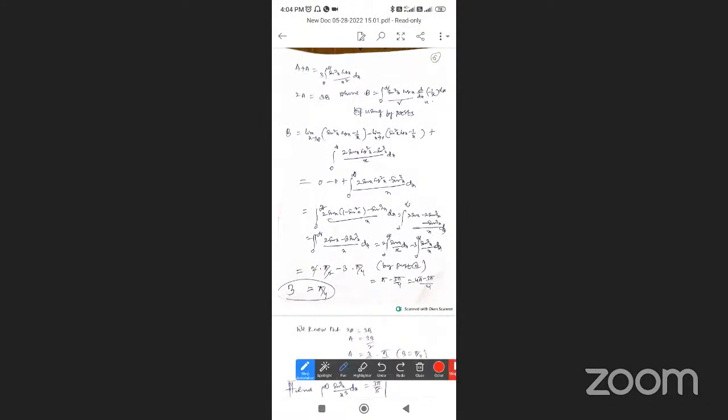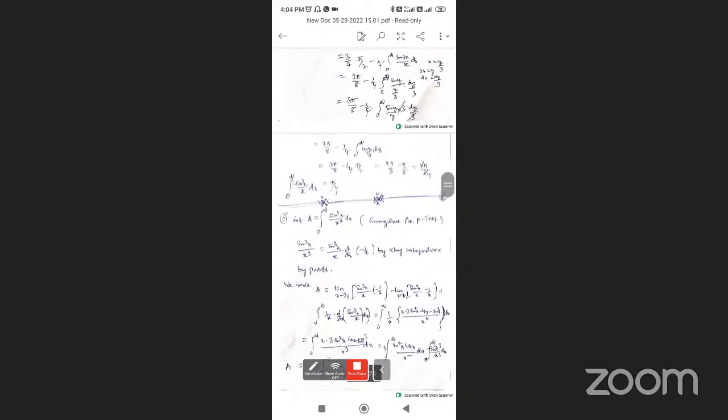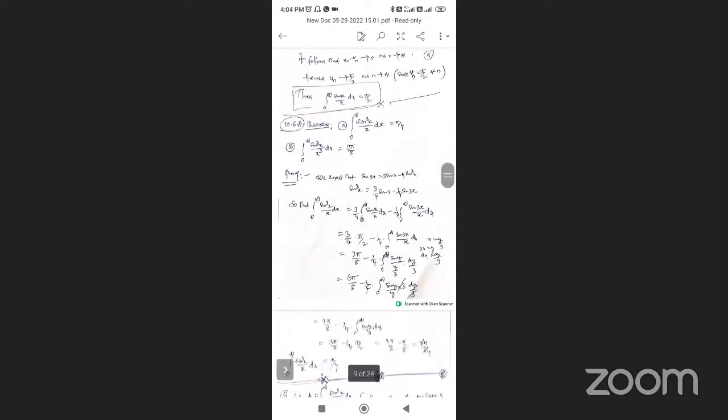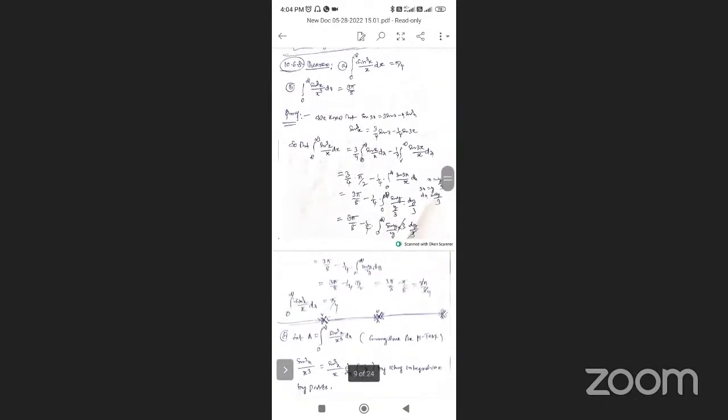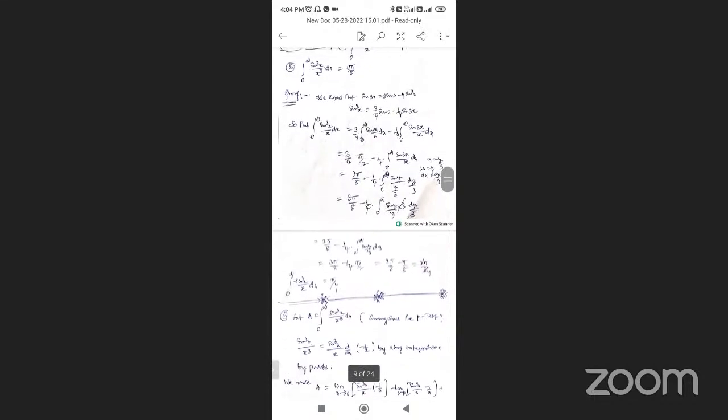Okay. So the next problem is 10.6.8 theorem. This problem is very simple.